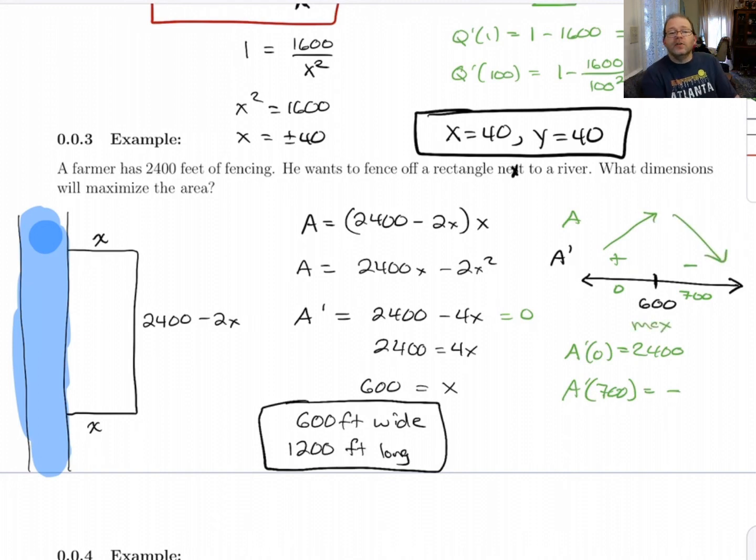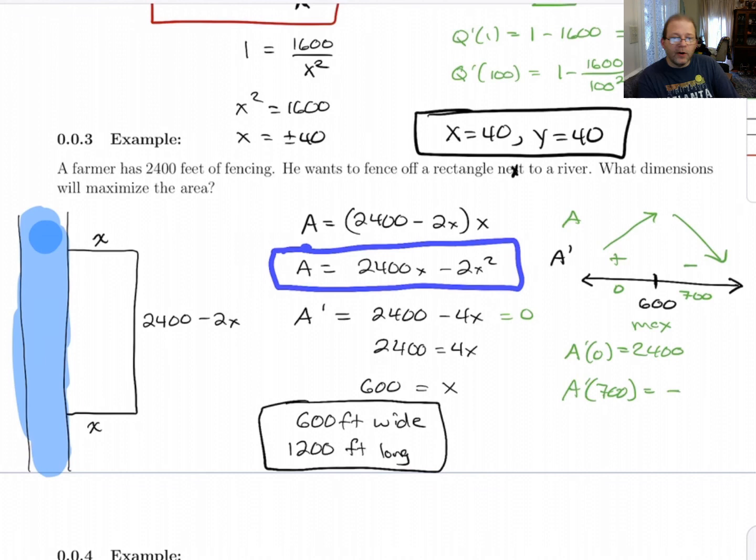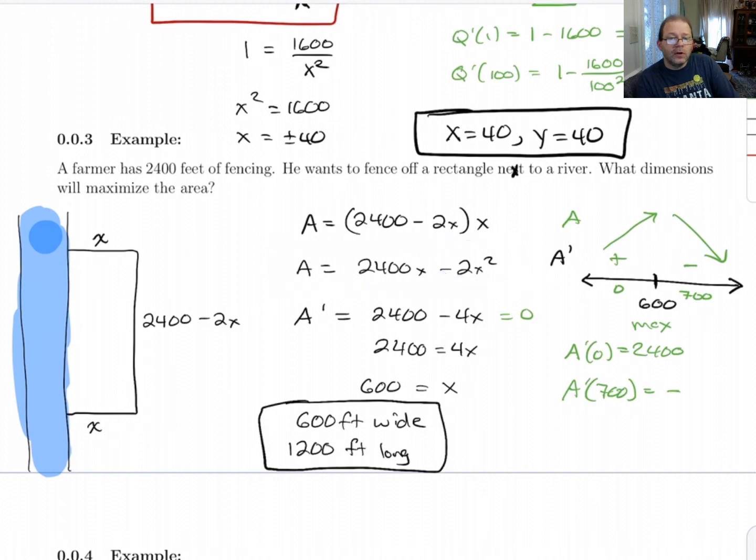Now another way to tell you get a maximum here is by just looking at the original function. This is our area function. It's a parabola. And the fact that this has a negative coefficient on x squared, that means it's going to open downward and therefore it's going to have a maximum. So either way you get it, that's the answer there.